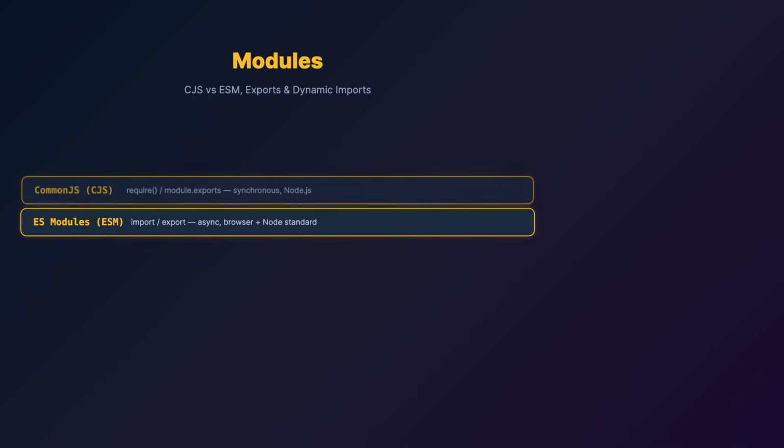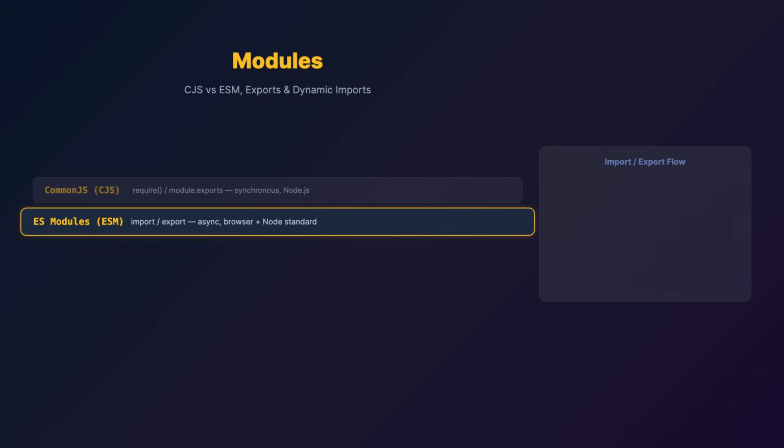Before ES modules, Node.js used CommonJS. CommonJS uses require to import and module.exports to export. Require is synchronous. It loads the file, executes it, and returns the exports object. This works fine on a server where files are on disk, but synchronous loading doesn't work in browsers. You can't block the page for a network request.